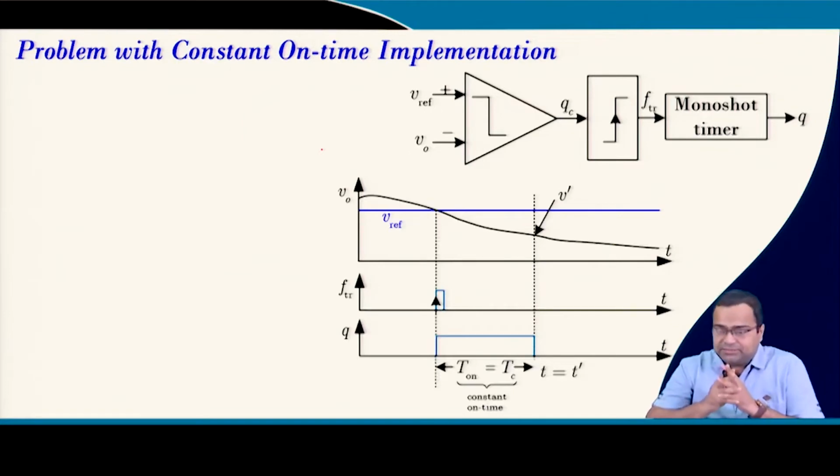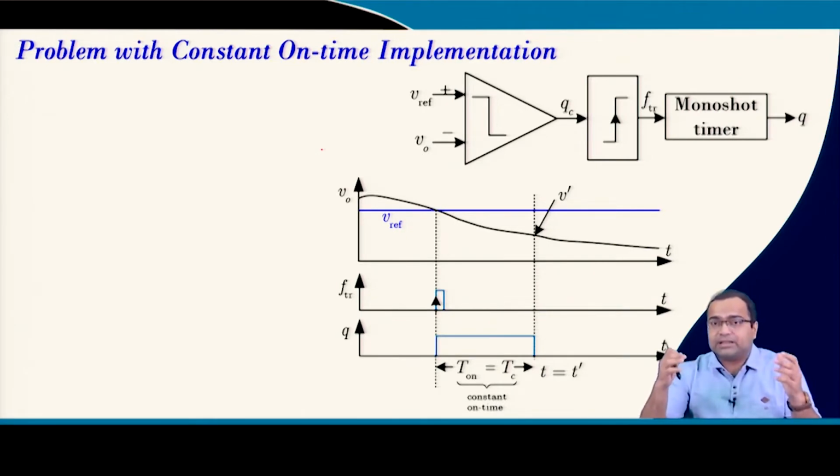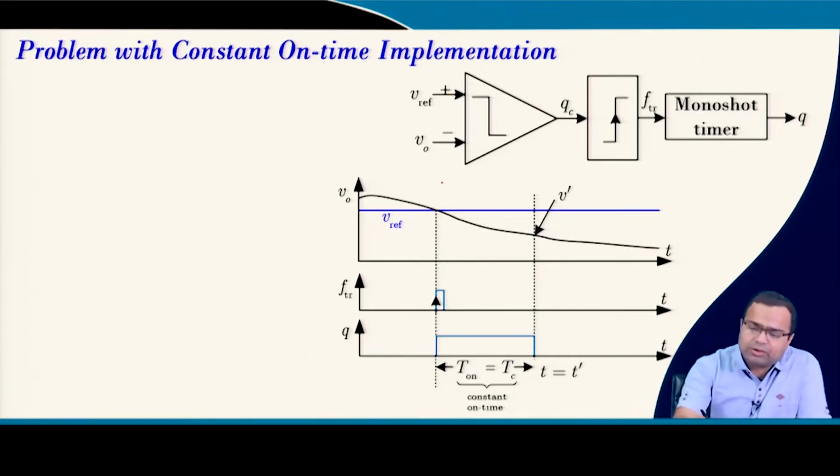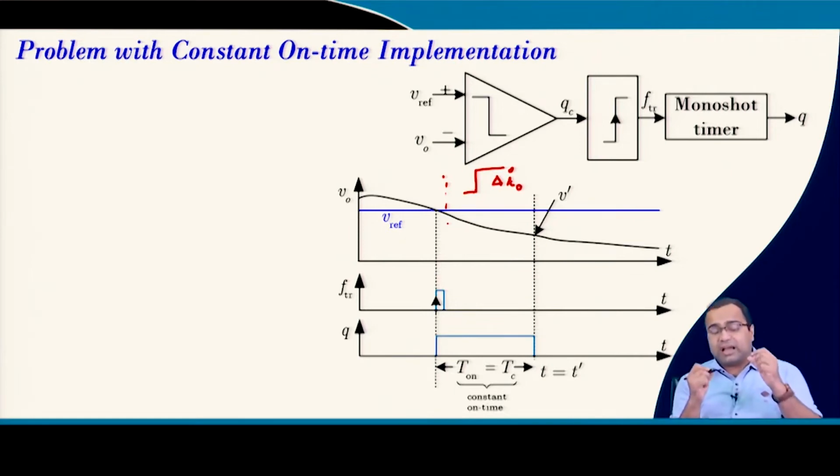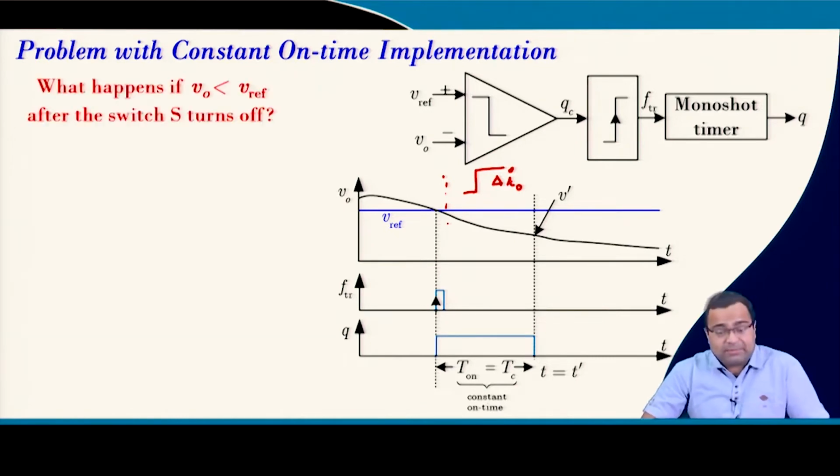But in this method, let us consider a scenario where the converter undergoes a load step up transient, that means the load current has increased. Let us say at this point there is a change in load step, a load step transient of delta I0. Earlier it was I0, now it is I0 plus delta I0, that is the load current. So, first thing, what happens if V0 is less than Vref?